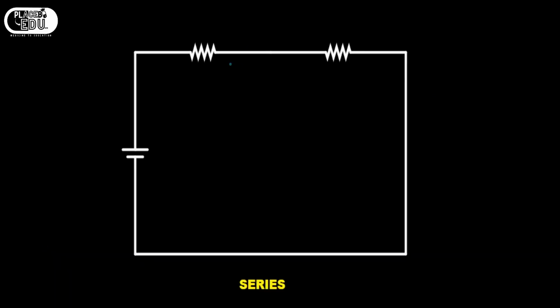Considering two resistors R1 and R2, let this be the voltage source V. This combination is known as series combination. We have voltage across resistor 1 and voltage across resistor 2, and the current through resistor 1, which is I1, and here the current through resistor 2, I2, and the current through the voltage source is I. These are all the terms which we have to define.